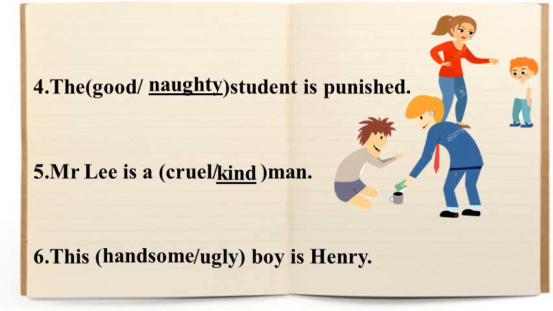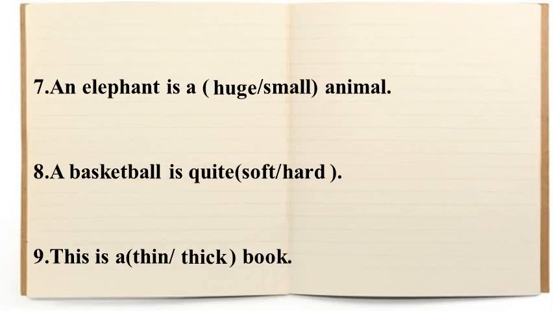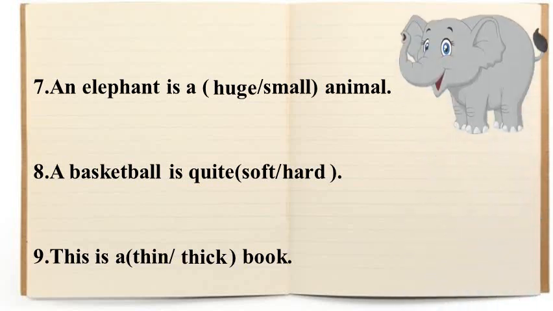Number 6. This handsome, ugly boy is Henry. Now look at Henry. He is a handsome boy. So underline handsome. Handsome means good looking, खूबसूरत, and ugly means बदसूरत. Number 7. An elephant is a huge, small animal. Elephant कैसा animal होता है? बहुत बड़ा या छोटा? So it is a huge animal.